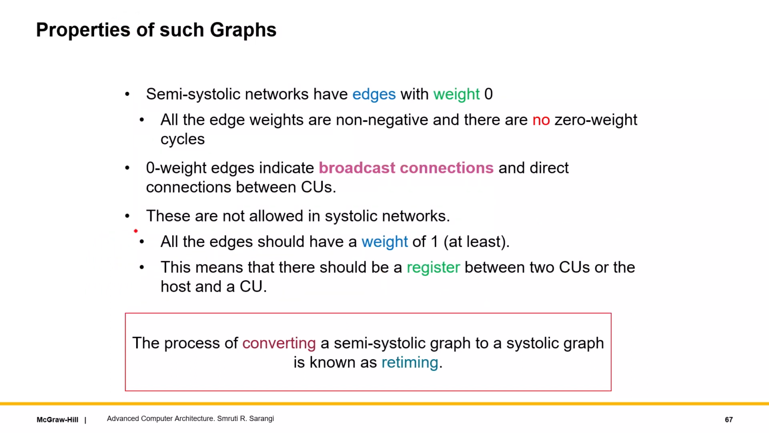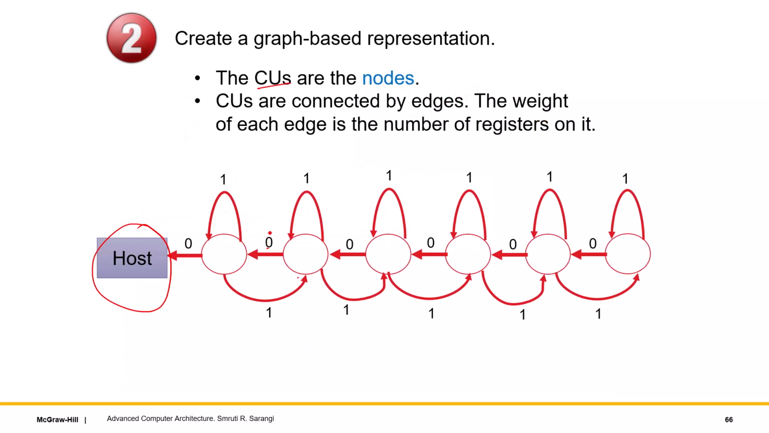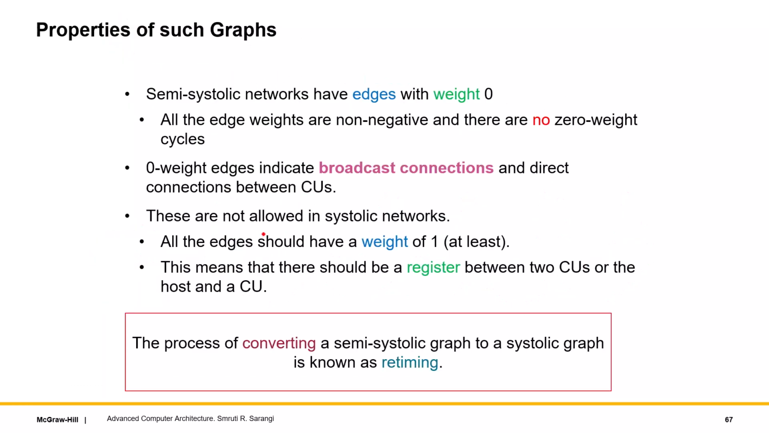The properties of such graphs is that in a semi-systolic graph, you will always have some zero weight edges, because there will be a pair of CUs or combinational units that don't have a register between them. In systolic graphs, you will never have a zero weight edge, right? To begin with, we don't have any negative weight edge. As a result, there are no negative weight cycles. We know from our study of algorithms that whenever you don't have a negative weight edge, it is possible to find shortest paths.